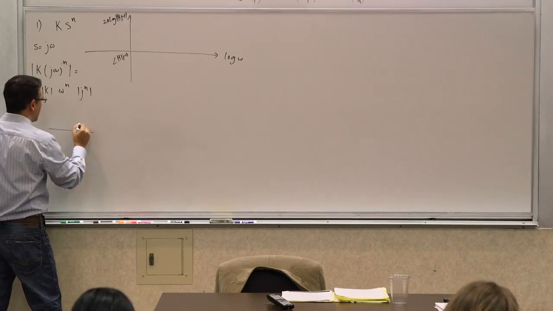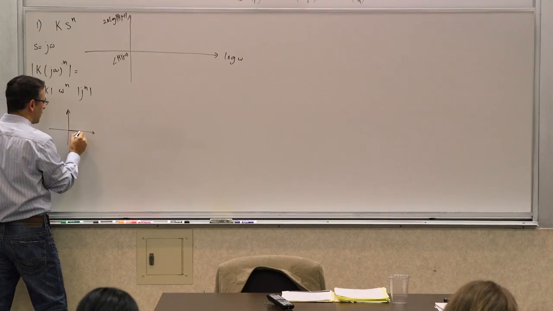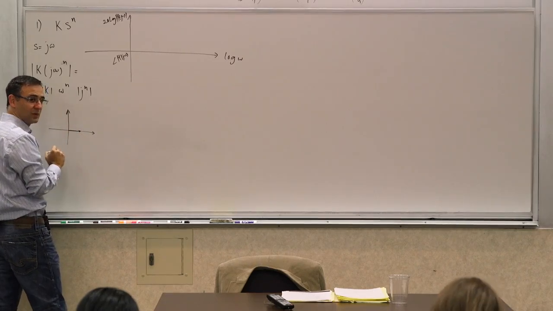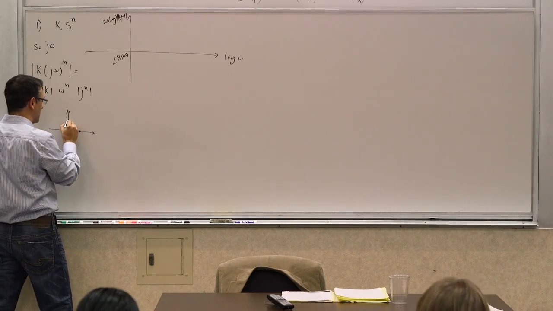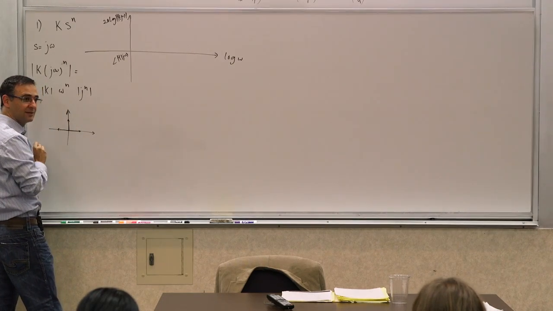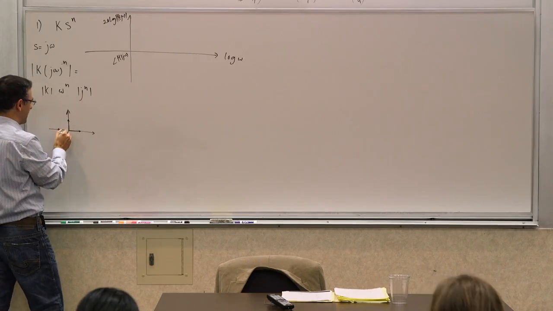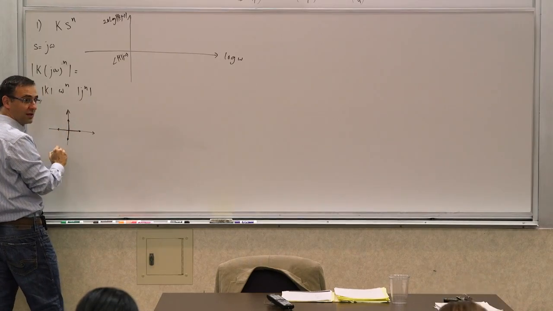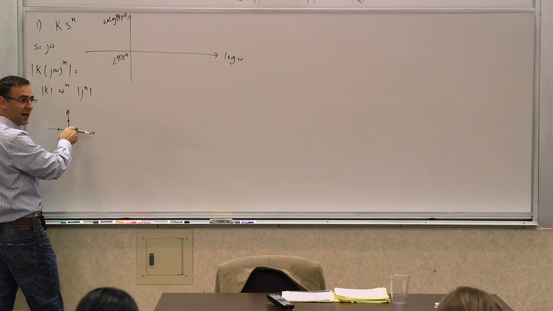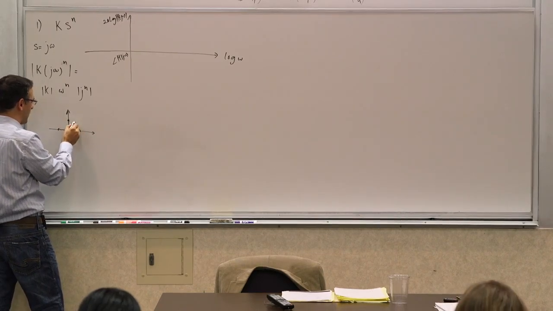Because j to the n, think about it. j to the 0 is 1. j to the 1 is j, this vector. j to the 2 is negative 1. j to the 3 is negative j. It's a rotation when you take it to a power, a 90-degree rotation every time you add an extra j. So j to the 5, j to the 6, they're all on the unity circle.